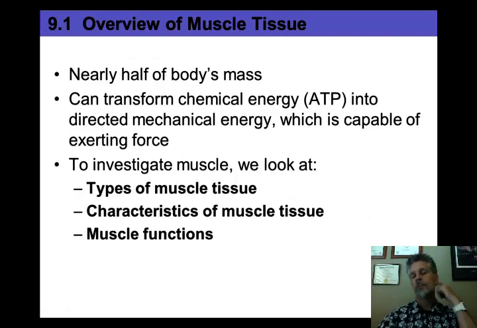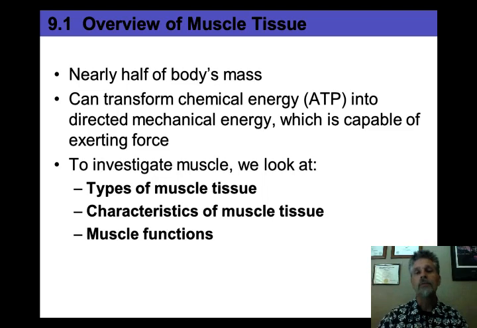Okay, so when we look at this muscle tissue, we're going to start small and we're going to work our way up. So we'll get down to the cellular level, even down to the molecular level, in order to understand how these muscles do their job. They have one job: they contract. So when you stimulate them, they contract, and when you stop stimulating them, they relax.